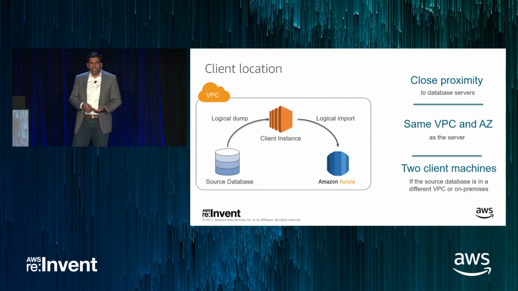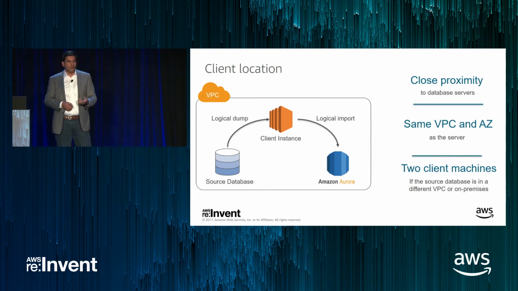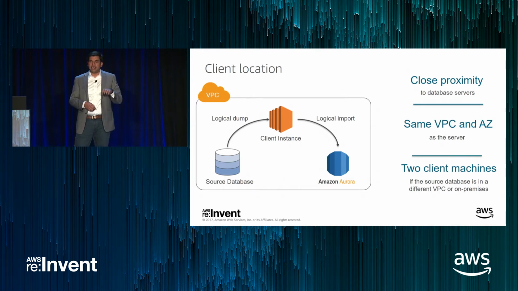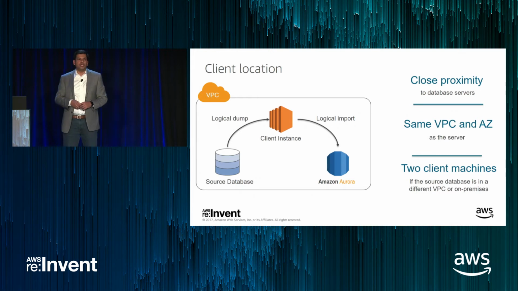So let's say you are running your database in EC2, and if your client machine is not in the same VPC or not in the same availability zone, you are essentially incurring additional network latency. Right? So our recommendation is to place it in the same VPC as the source or as the destination database.